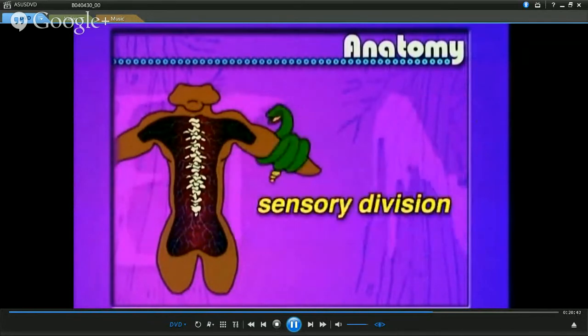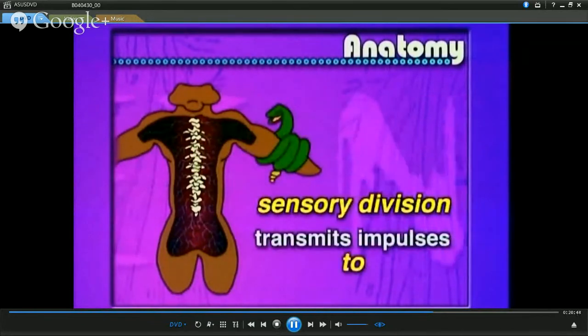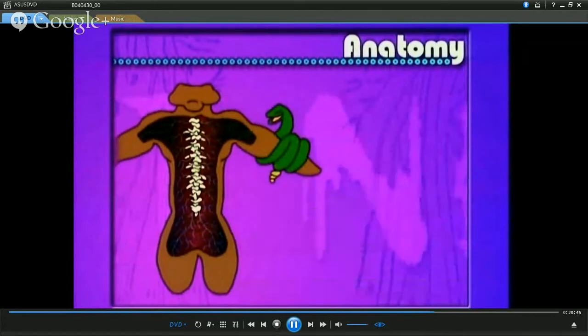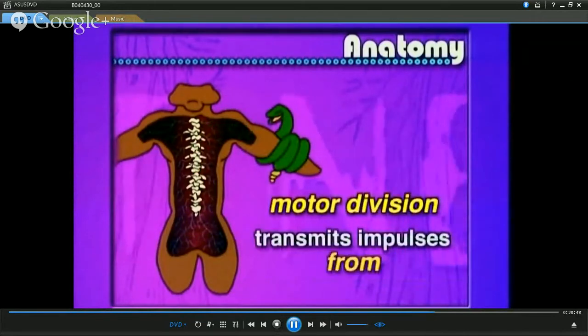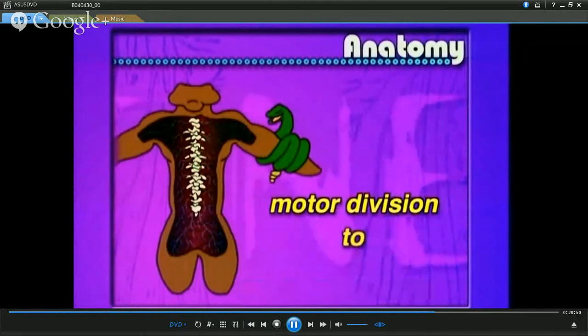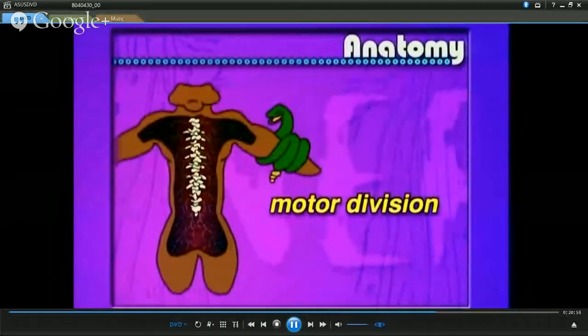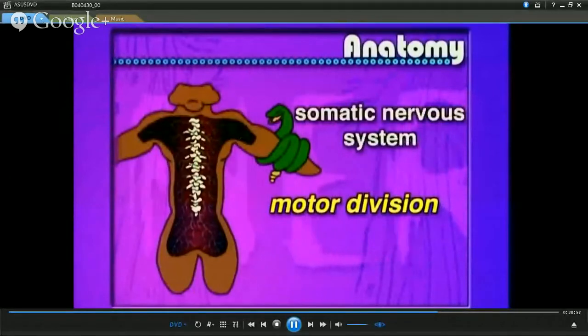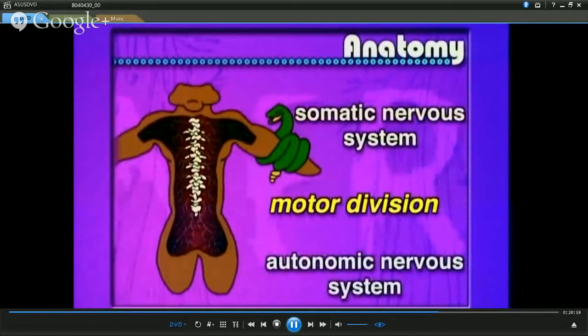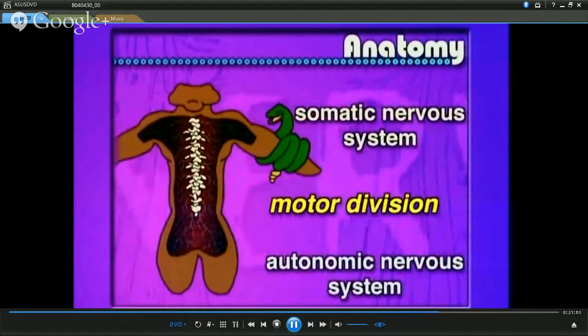So the sensory division transmits impulses to the central nervous system, but the motor division transmits impulses from the central nervous system to muscles and glands in your body. The motor division has two subdivisions, the somatic nervous system and the autonomic nervous system, which itself has two subdivisions. But hey, don't get stressed out about all the details.